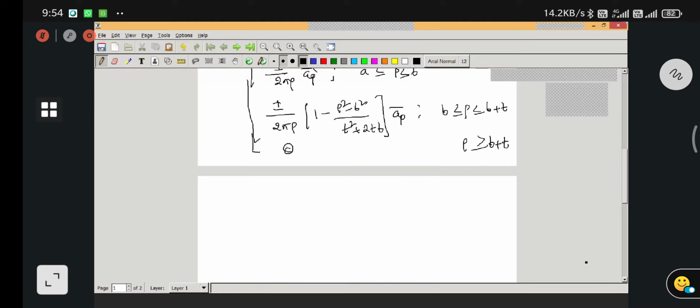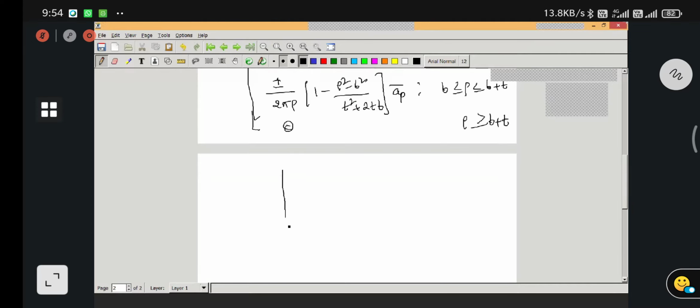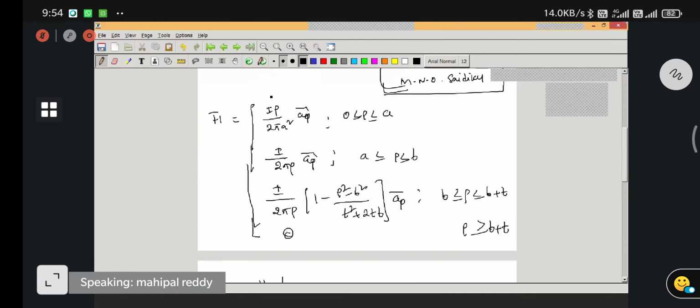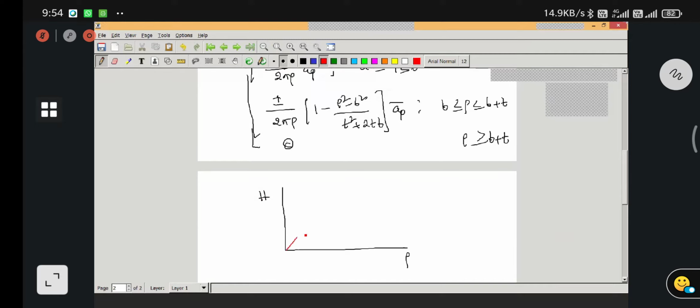First of all, the graph is very important. The summary is important. I plot a graph with h on one axis and rho on the other. First condition: from a to b, h is directly proportional to rho, so it increases linearly. I am writing the first one. This is a linear graph.